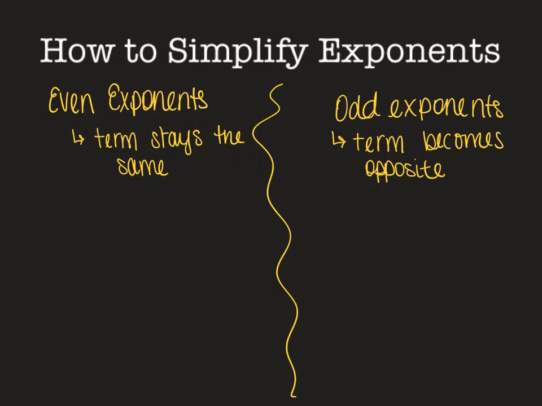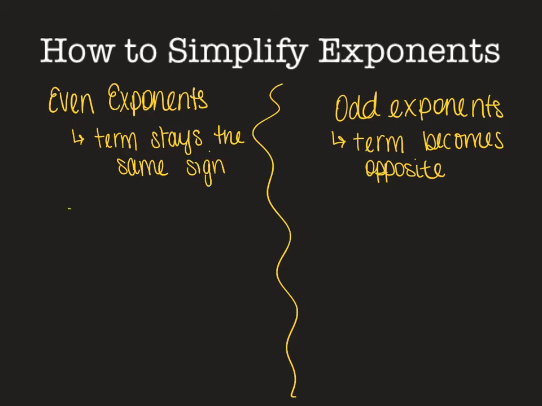Okay, so here we are for how to simplify exponents. This is probably the part of this lesson that most people will make mistakes on, so we need to make sure that we're really clear on how this works. If you have an even exponent and you're plugging in your negative x, it could be 2, it could be 202, as long as it's even, your term will stay the same sign.